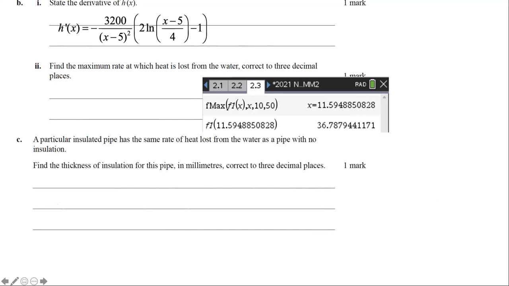Alternatively, you could use the fmax command and using the domain 10 to 50. The x value is 11.59488, etc. The y value is obtained by the substitution as indicated here.